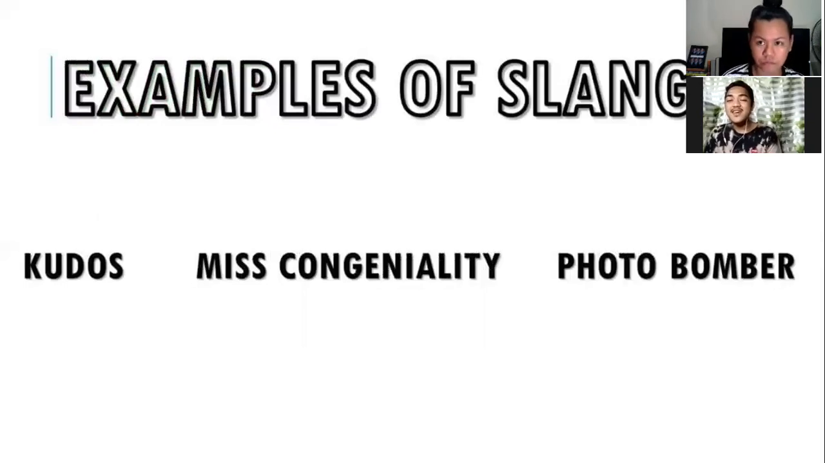Examples of slang are, so, kudos. This is actually from another language, but we say it when we are congratulating someone, right? Next is miscongeniality. Sa Becky language, when someone is very friendly. Miscongeniality ka naman, girl, something like that. And then next is photo bomber, when you're taking a photo or picture. Photobomb. Okay, moving on. Let's have jargons.